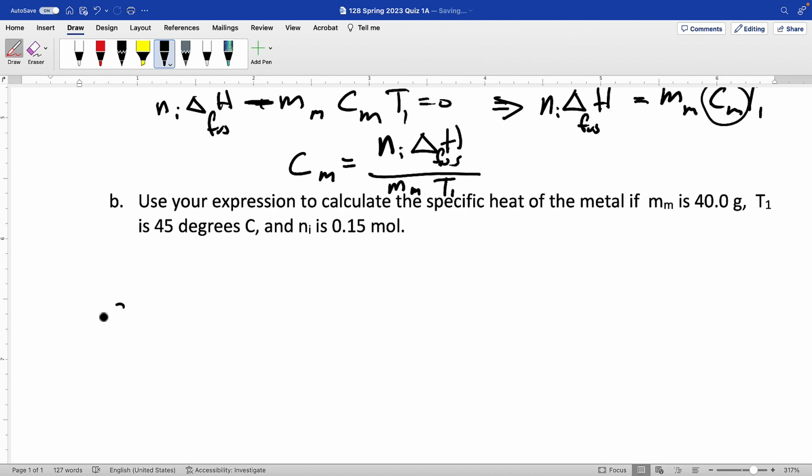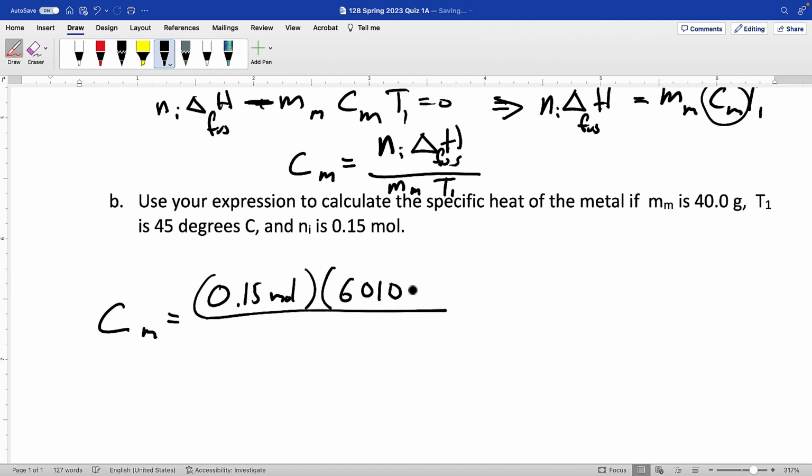So let's plug in our numbers. We said the amount of ice that melted is 0.15 moles. The heat of fusion we can look up, 6,010 joules per mole. And we could leave it in kilojoules, and then our answer is going to have kilojoules instead of joules, but joules are a little bit more customary for this. Our mass of metal, we said, was 40 grams. And the initial temperature of the metal was 45 degrees C.